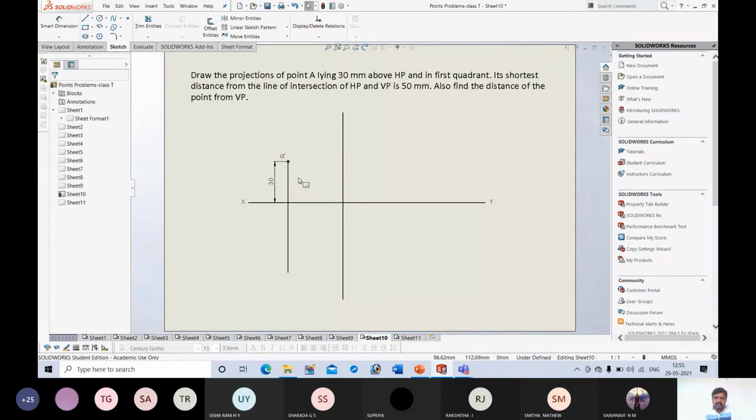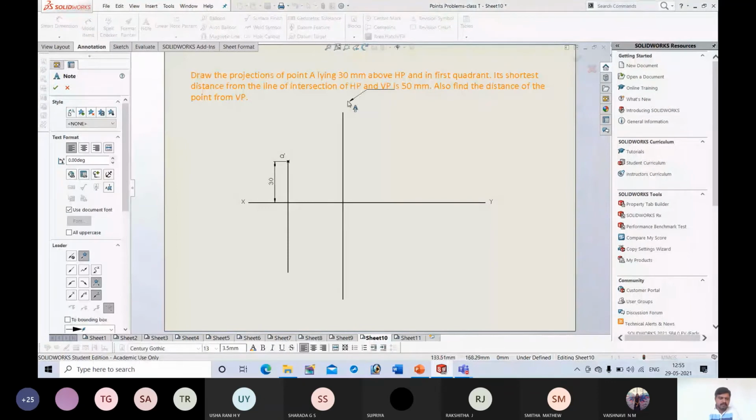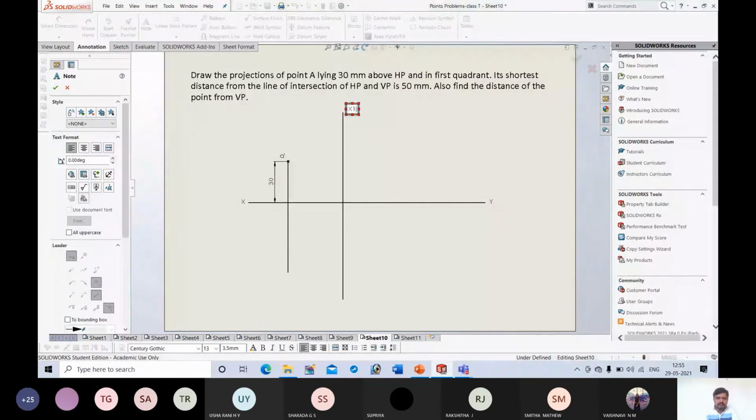If it is not specified in the problem, we can take a convenient distance. So I will take this much convenient distance. It is not necessary to measure the distance also. So this is y1.